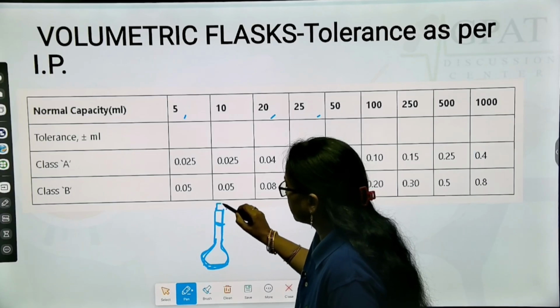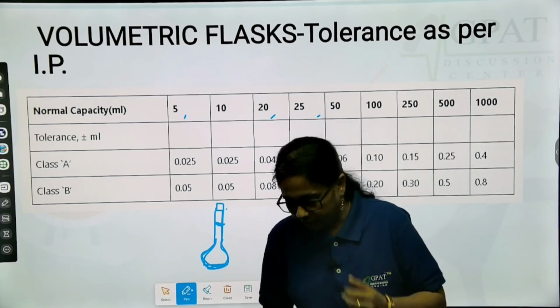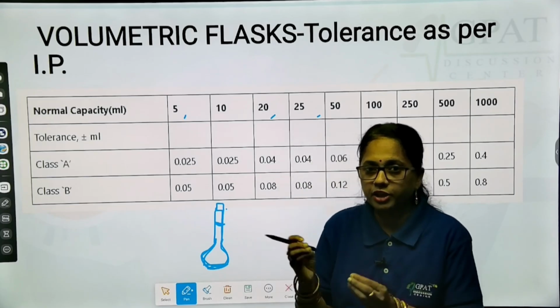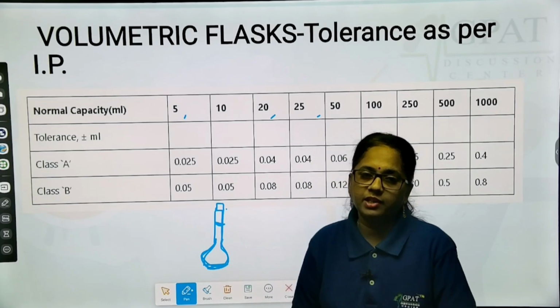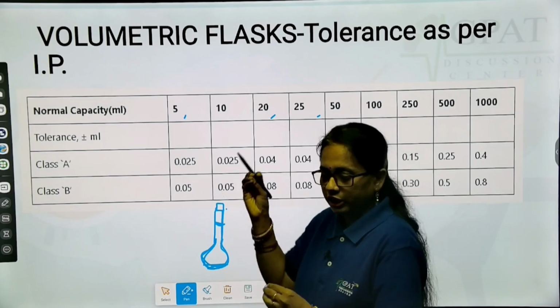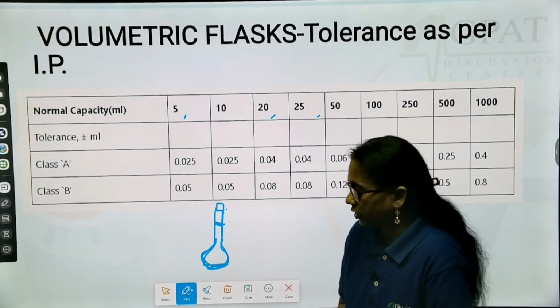So one lid is also available for the volumetric flask. So always try to weigh the content in the volumetric flask. Along with that, if you want to weigh the volumetric flask, try to put the lid also. So along with the lid only you are supposed to weigh it, okay.